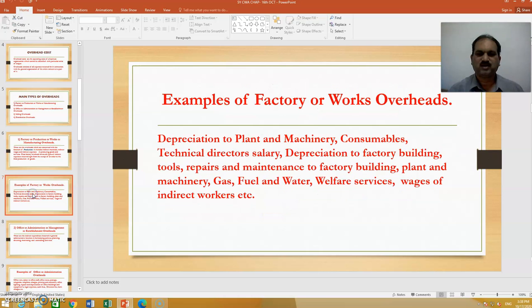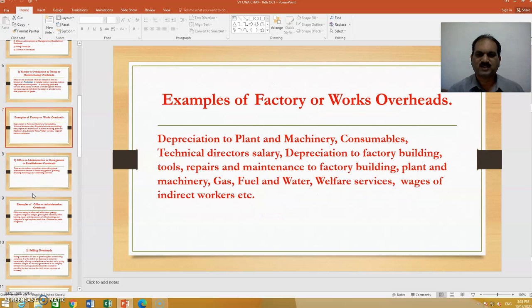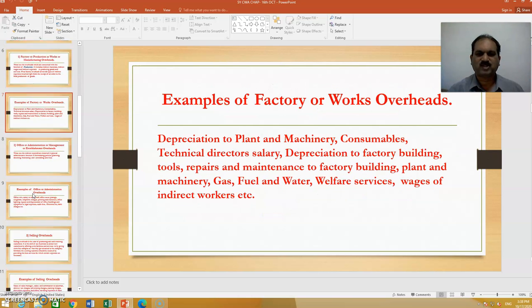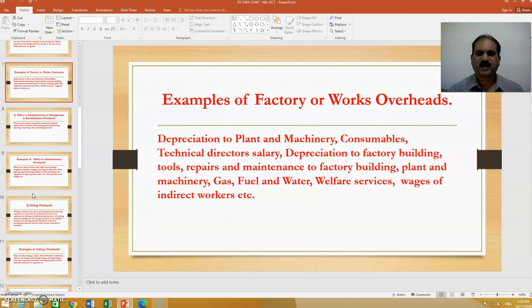production of goods. Examples of factory overheads are depreciation of plant and machinery, consumables, technical director's salary, depreciation of factory building, tools, repair and maintenance of factory building, plant and machinery, gas, fuel and water, welfare services, wages of indirect workers, etc. And all those expenses which are directly related with the production activities.